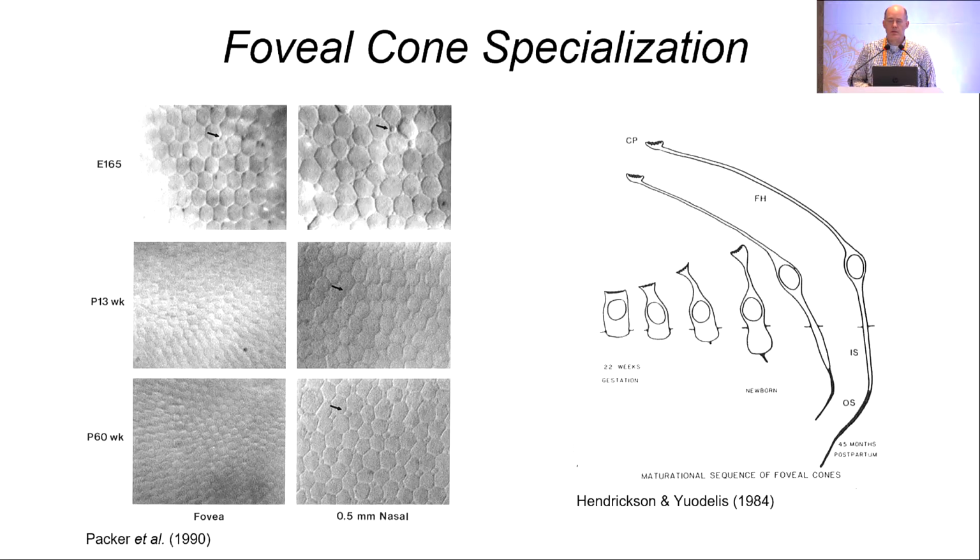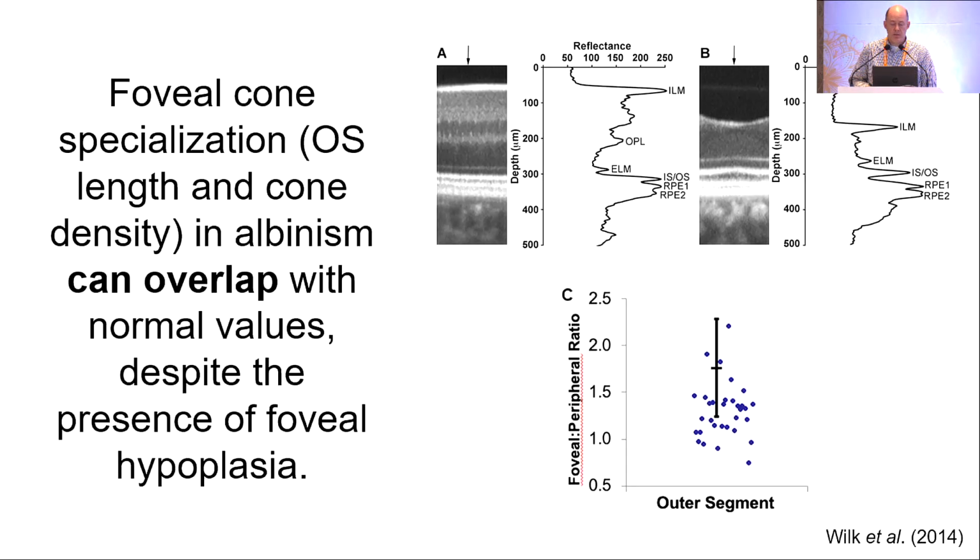And to do this, we went to the foveal cone specialization. Shown on the right are histological studies from Anita Hendrickson and colleagues showing the foveal cones increasing in their packing density as a function of development. And on the right is a concomitant elongation or lengthening of the outer segments that happens as a function of development. And these are things that we can now measure with non-invasive retinal imaging.